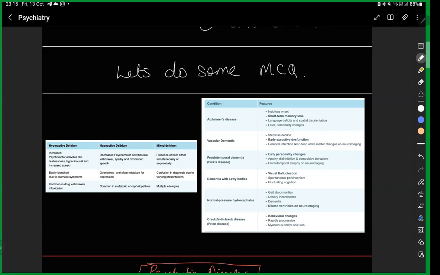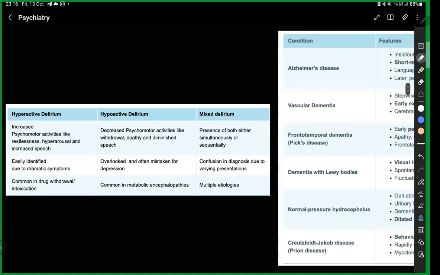Okay, that's all, so we will complete with this. And two important things I didn't highlight: the difference between hyperactive delirium, hypoactive delirium and mixed delirium. Hyperactive delirium is increased psychomotor activity like restlessness, hyperarousal, increased speech, easily identified due to dramatic symptoms. This is common in drug withdrawal. Hypoactive delirium you can see in metabolic encephalopathies. Next is mixed delirium, where you can see both, either simultaneously or subsequently.